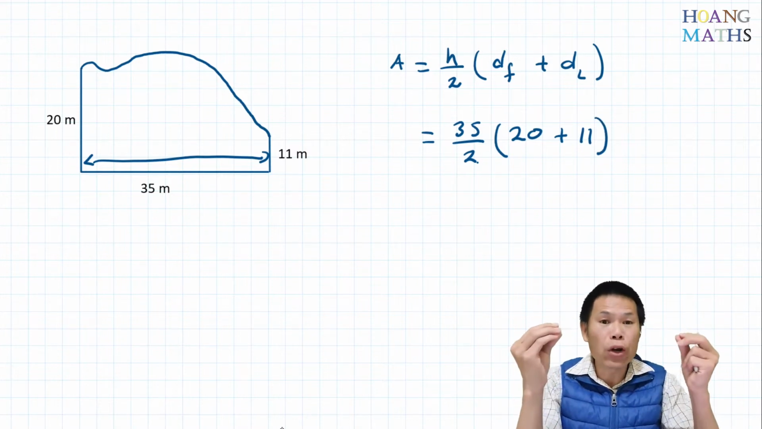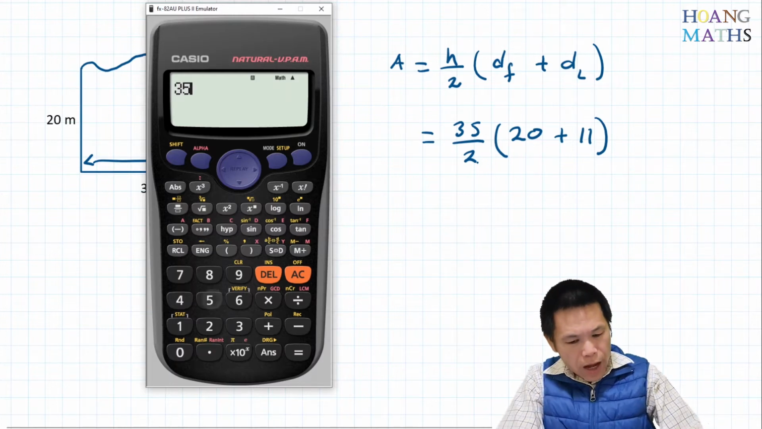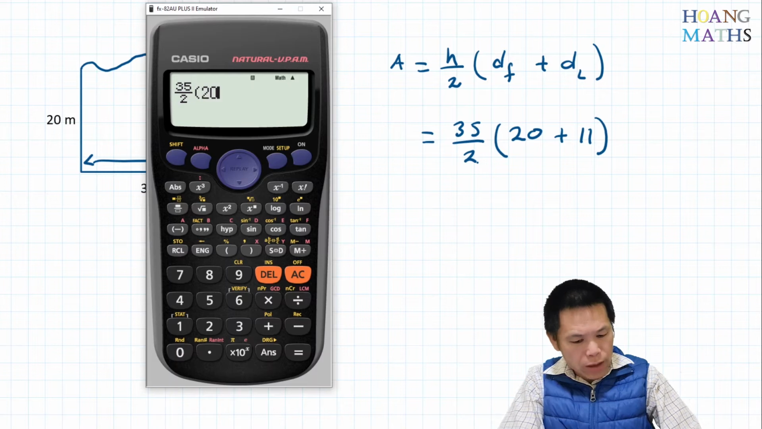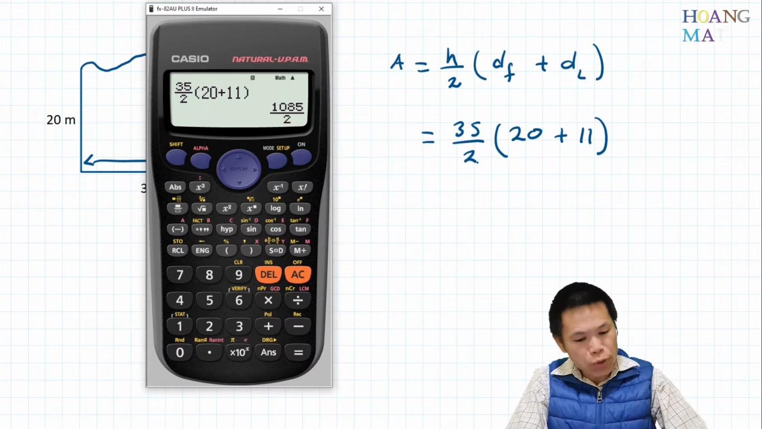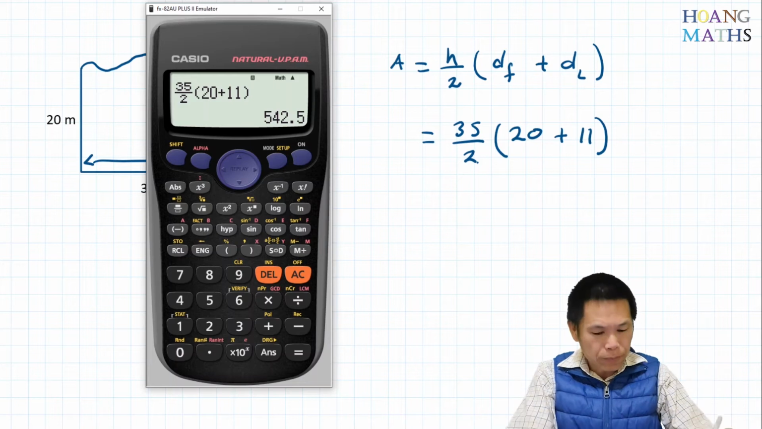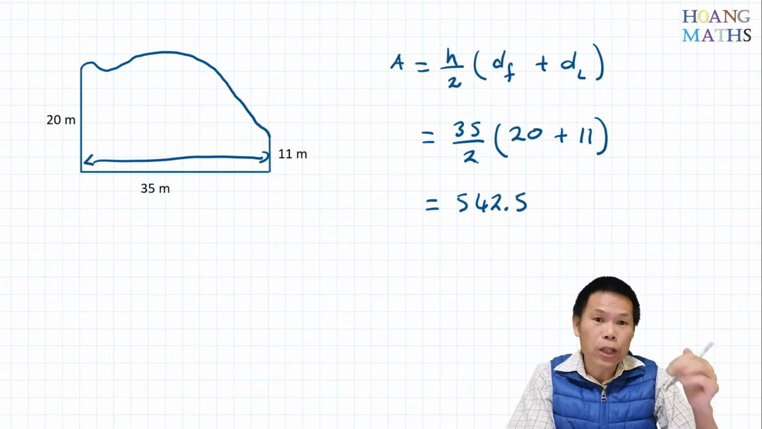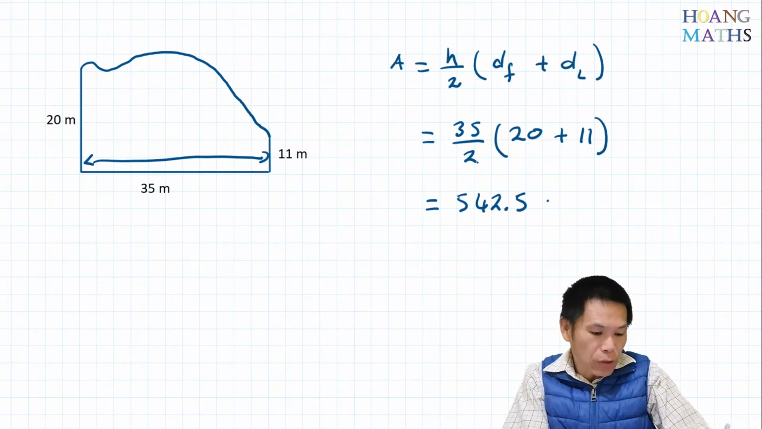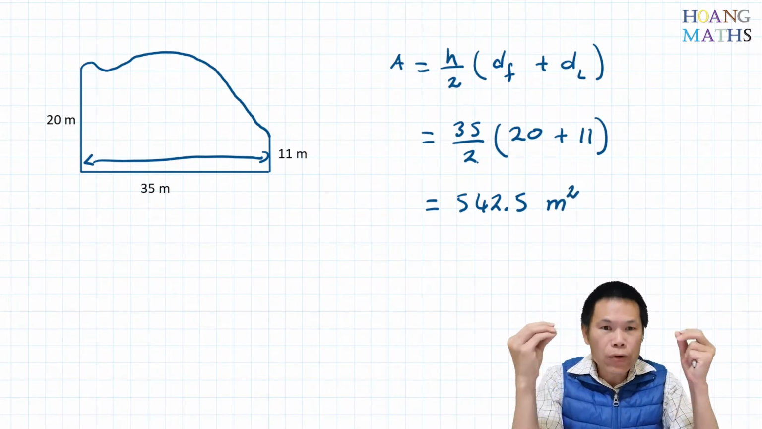So now I just put that in the calculator. I go 35 over 2 and then open bracket 20 plus 11 and close bracket. There you go. Then I just press the SD button. 542.5, and don't forget the units, okay? So square meters. There you go. This is the area of these irregular shapes here.